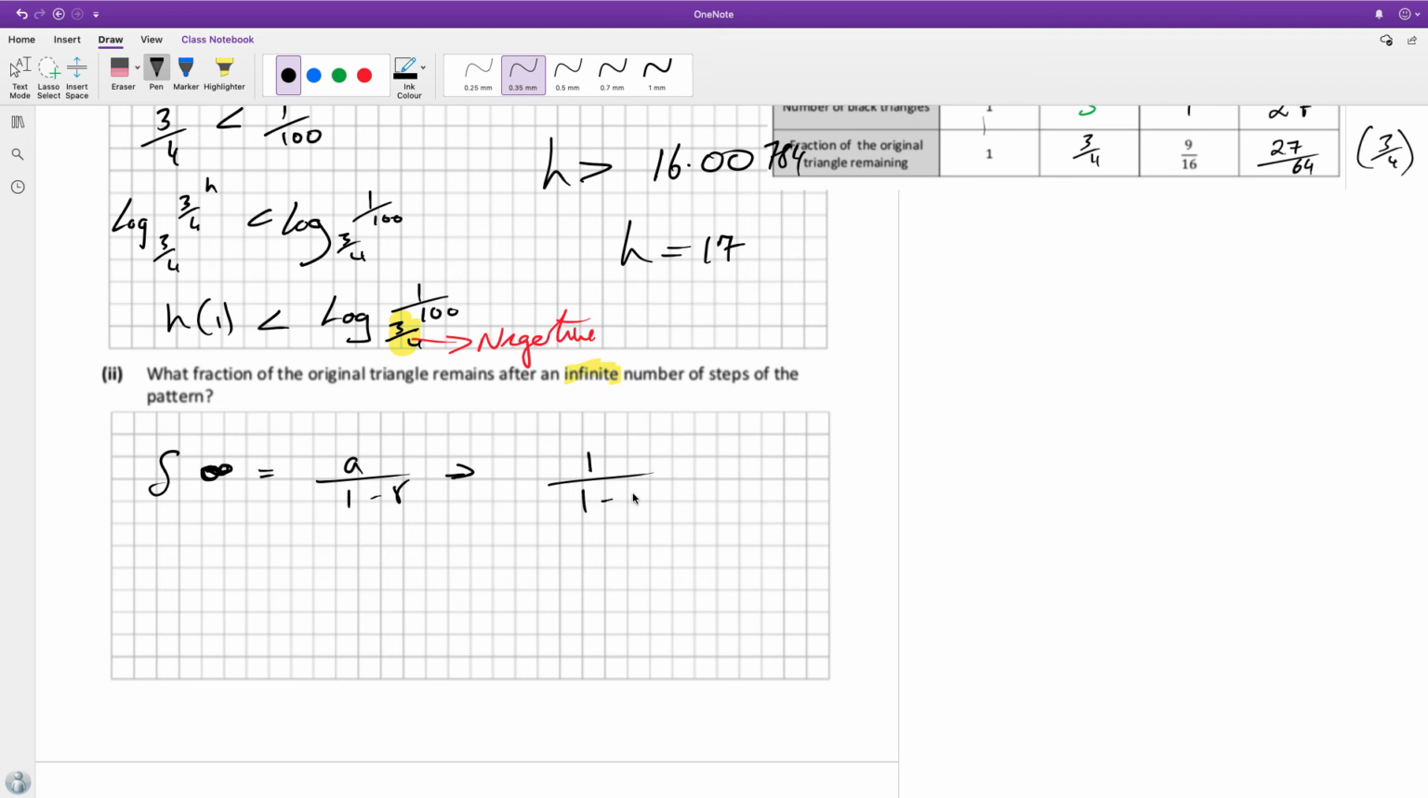One over 1 minus. What's going to be equal to? What's the problem? That doesn't make logical sense. It must make logical sense.